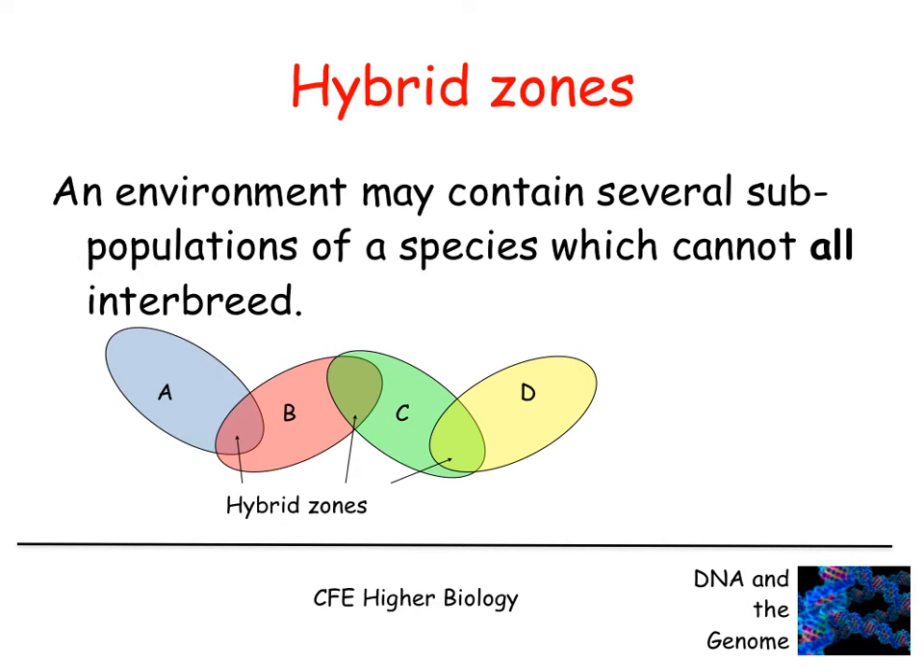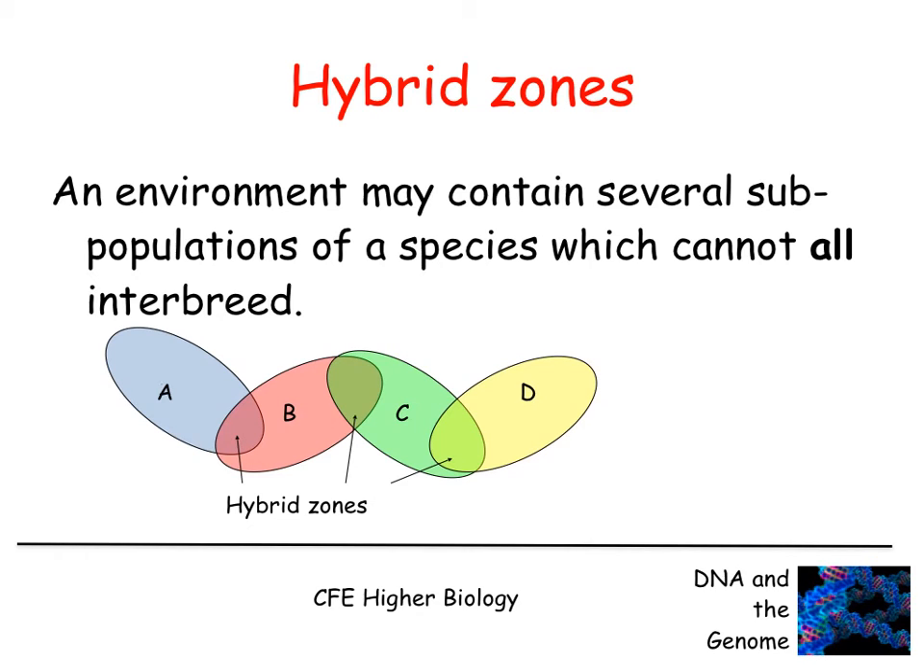So that's our two types of speciation. I want to speak for a moment or two on this term here, hybrid zones. Now, we've talked here about species which cannot interbreed. But in an environment, you may have several subpopulations of a species, and some of them can interbreed with others and not with all of them. So I've got this wee diagram here to help explain that.